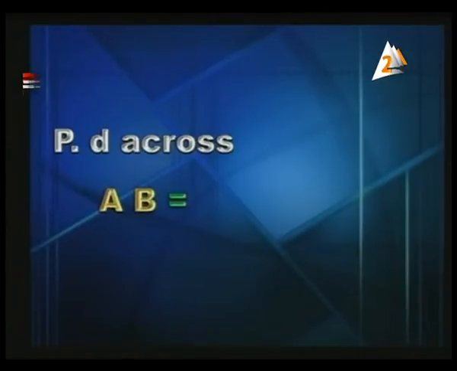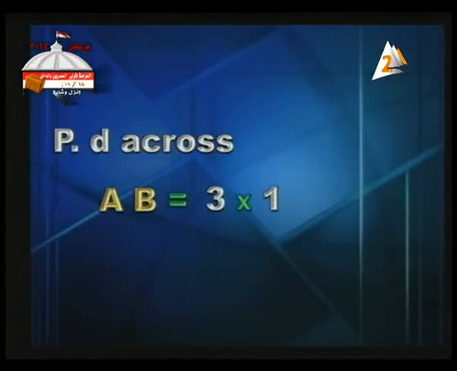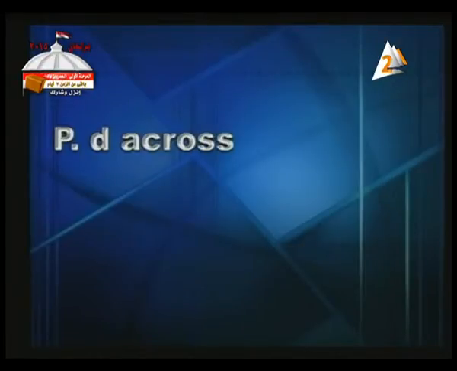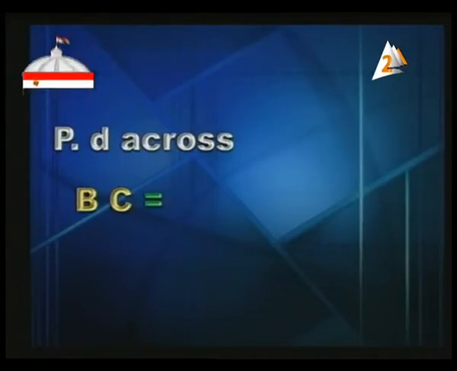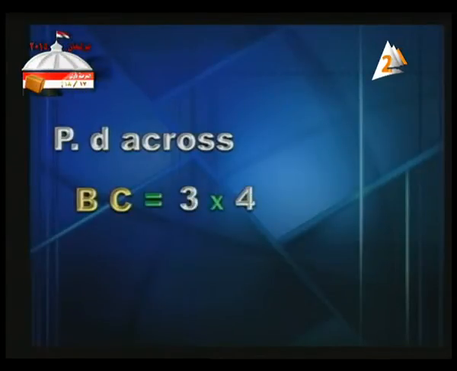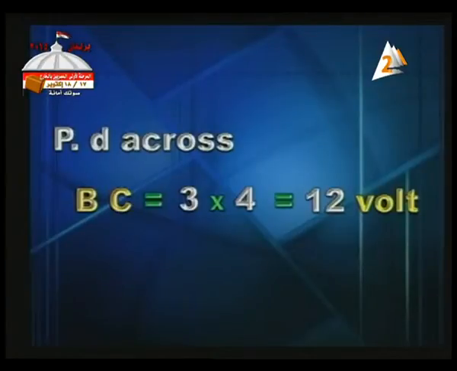Across the first combination, across AB, potential difference equals resistance times current. It is 3 times 1, 3 volts. And once again, potential difference across the second parallel group, across BC, it is 3 times 4, it is 12 volts. Since we managed to obtain the potential difference, it's all easy.